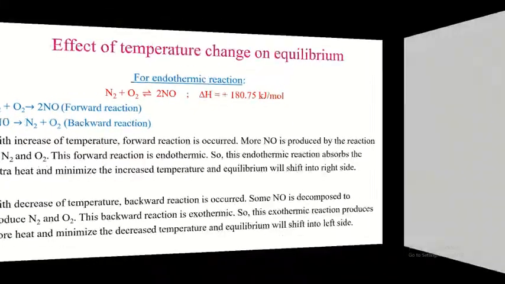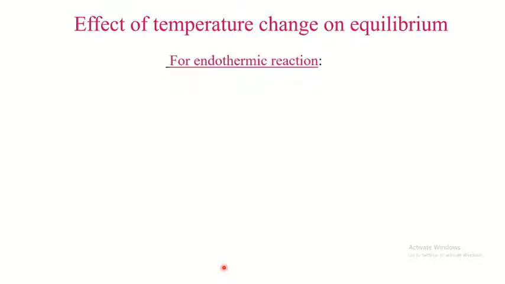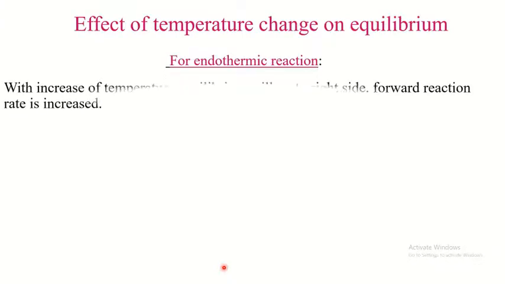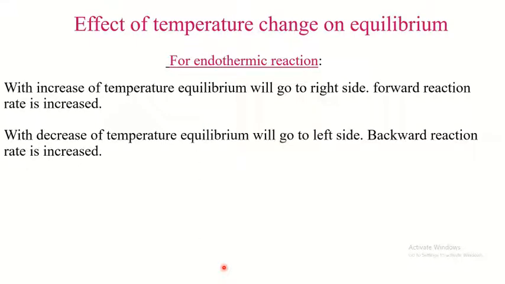Now another example, another endothermic reaction. We know with increase of temperature for an endothermic reaction, equilibrium will shift to the right side because the forward reaction rate is increased, and with decrease of temperature, the equilibrium will shift to the left side because the backward reaction rate is increased. This is the example of an endothermic reaction where the del H is positive.